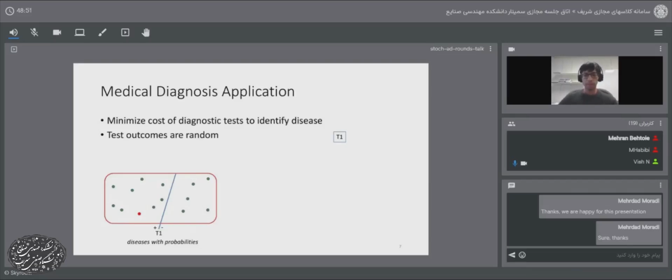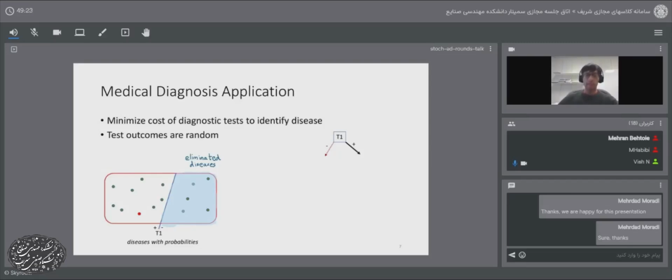And after performing test one, let's say we observed a positive outcome. What that means is we can eliminate all the diseases that would show up as a negative result on test one. And I've highlighted the eliminated diseases in the picture on the left. So the blue region shows the diseases that can be ruled out based on the observation that we just had. Because test one was positive, we can rule out all these diseases on the right side.